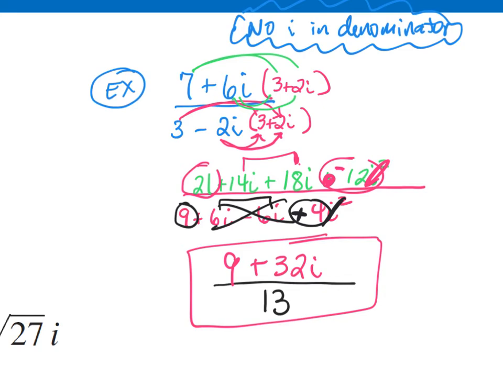That's right. You cannot have an i in the denominator. The way that we get rid of that is we multiply by the complex conjugate, which is exactly what you guys just did.